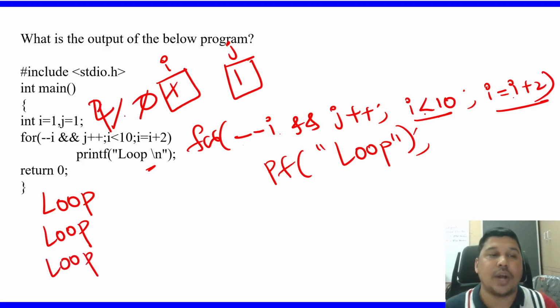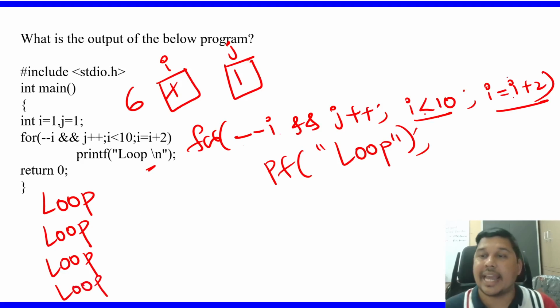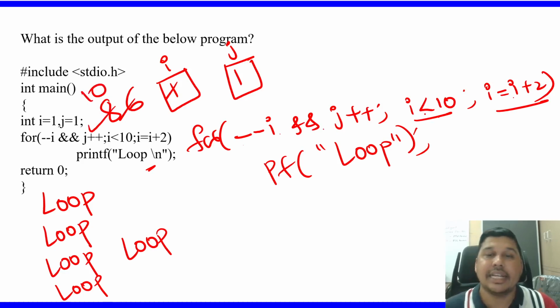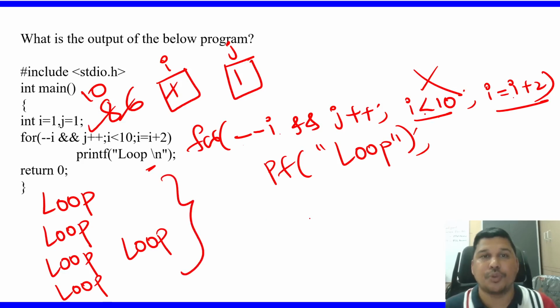Again, i equal to i plus 2, i becomes 6. 6 less than 10, yes, give loop. Again i equal to i plus 2, it becomes 8. 8 less than 10, yes, it gives loop another time. Again i equal to i plus 2, i becomes 10. Is 10 less than 10? False, it will come out. So the answer is 5 times loop for this problem.